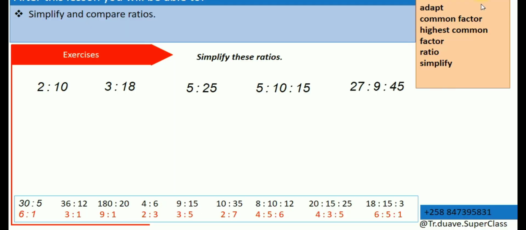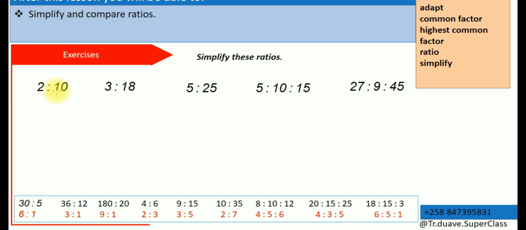Okay, so let's work out these exercises. It says simplify these ratios. We have the ratios to be simplified. These ones we are going to work out together, and here we have some ratios to be simplified that you are going to work out by yourself. The answers are in red. Let's get started with this one.